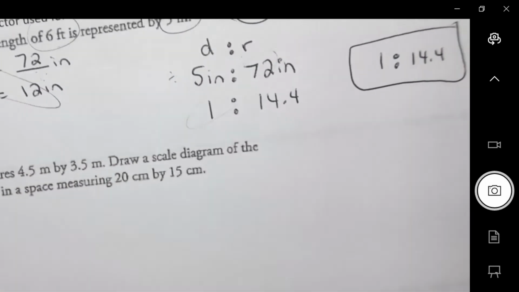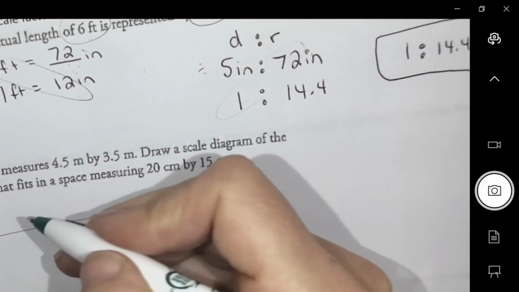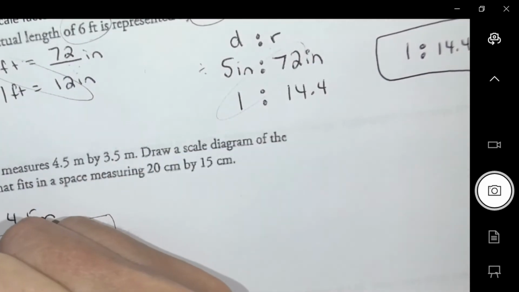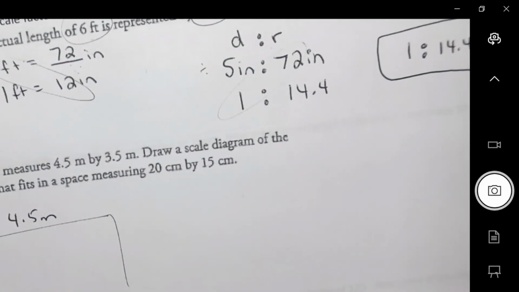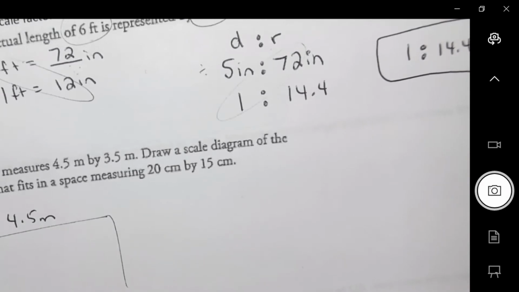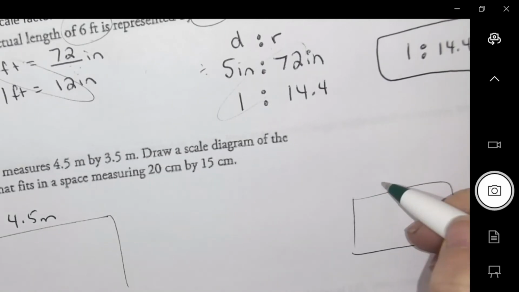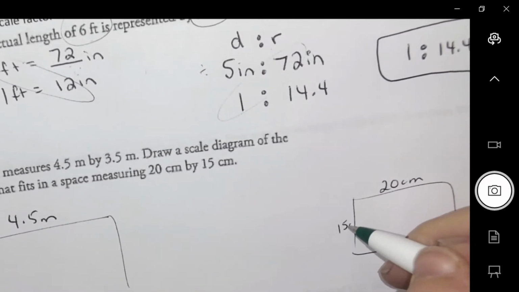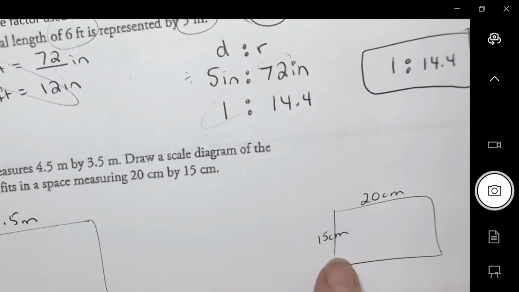Okay, a billboard measures, so a billboard, you know how billboards are on the side of the highway? Measures 4.5 meters by 3.5 meters. And we're trying to draw this billboard on a piece of paper. Okay, so we obviously are going to have to shrink it. So this paper that we have is 20 centimeters by 15 centimeters. I'm obviously going to match the long side with the long side, the shorter side with the shorter side.